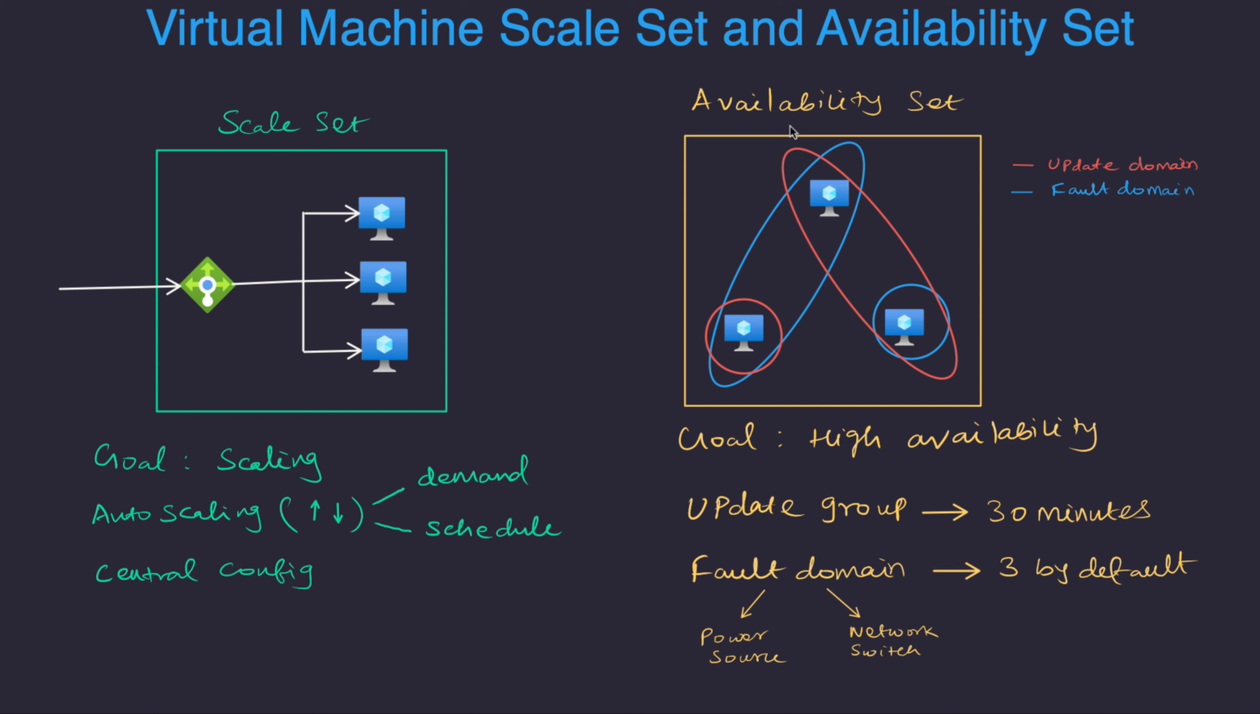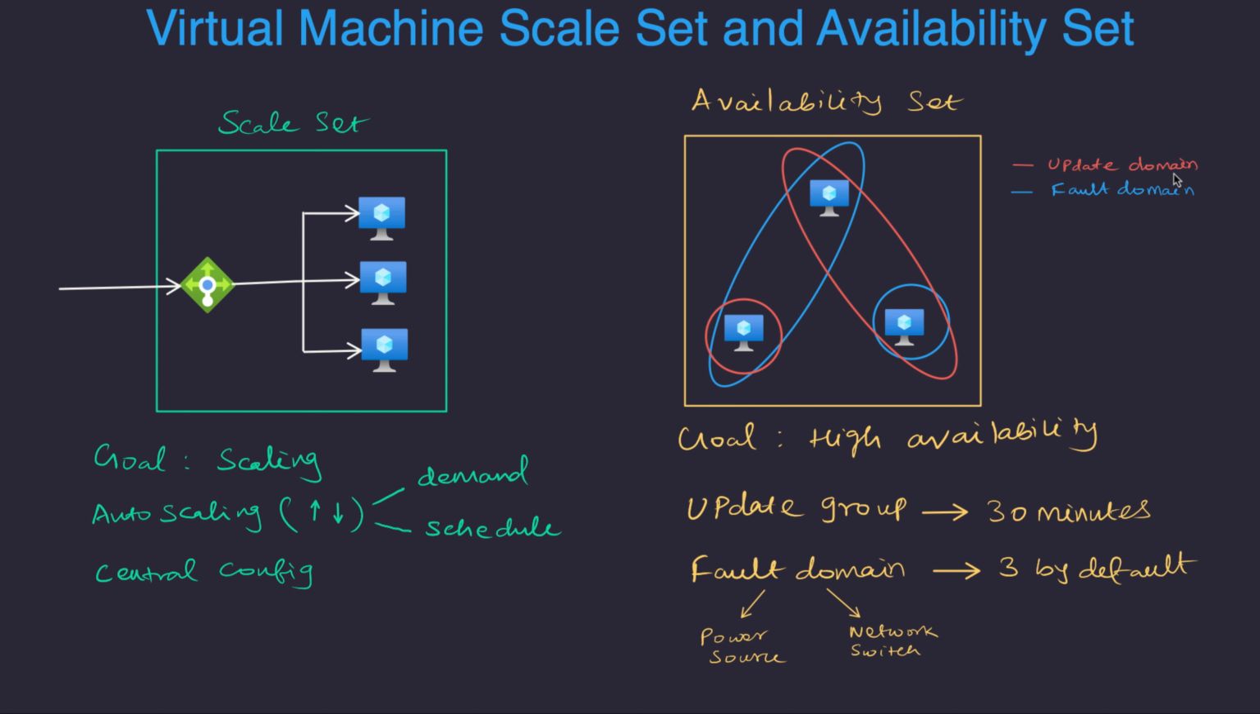Now let's move on to availability set. The goal of availability set is basically high availability. The way it works is, let's imagine that you have few virtual machines and all of them are part of a same availability set. And within an availability set, we have these concepts called update domain and fault domain. Virtual machines are added to different update domains and fault domains to provide high availability.